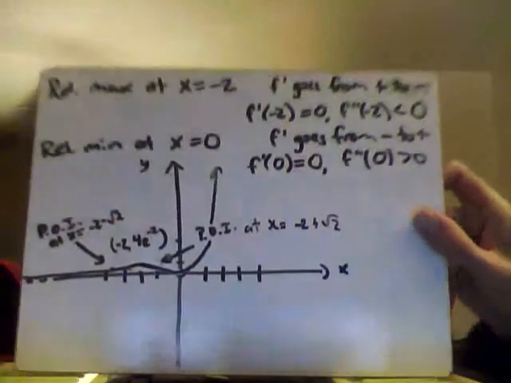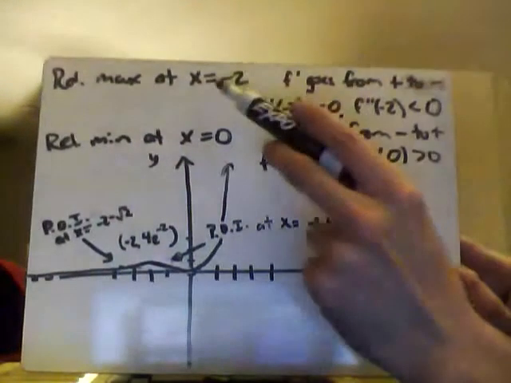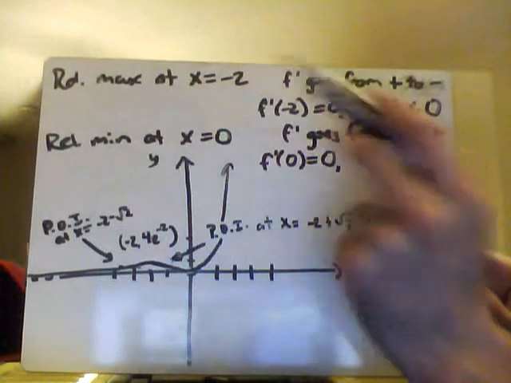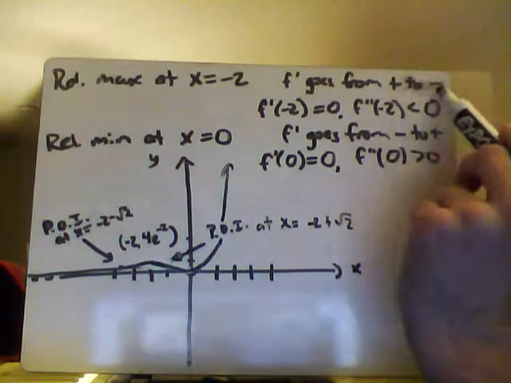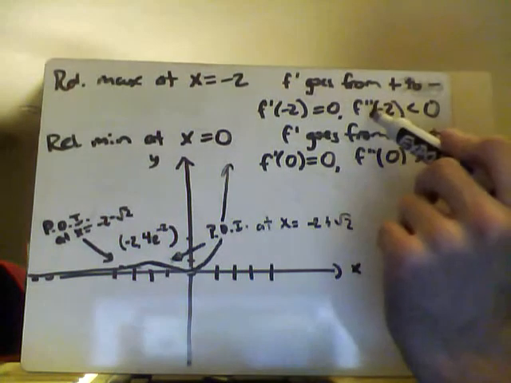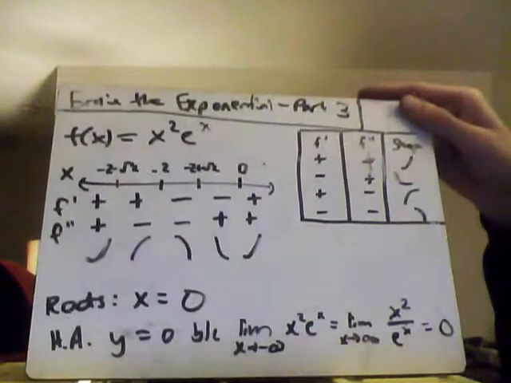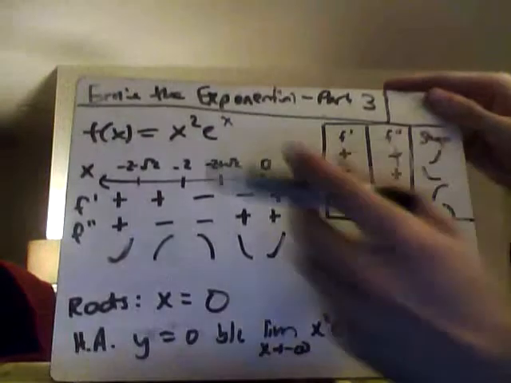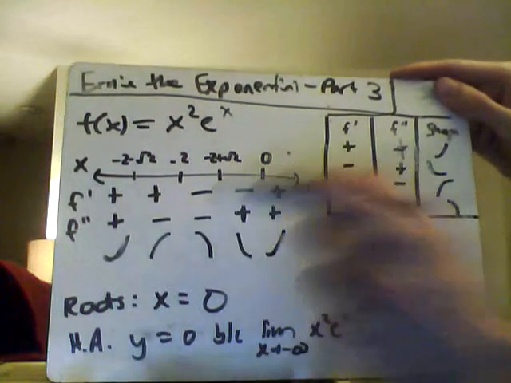So, what are the important ideas for this function? We have a relative maximum when x is equal to -2. Two ways you can prove this. As always, f prime goes from positive to negative, or you could show f prime of -2 is equal to 0, f double prime of -2 is less than 0. That's our good old-fashioned second derivative test. And you can see from this information here that that's true. Derivative goes from positive to negative, second derivative is negative.